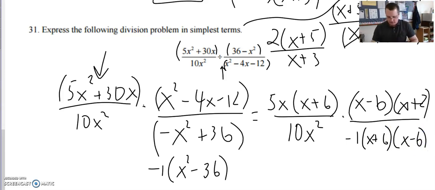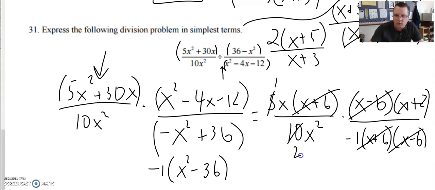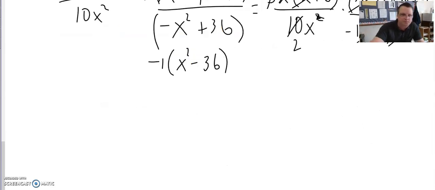And then things are going to cancel. If things don't cancel, chances are you factored something incorrectly. So you want to go back and check it. Try to figure out where you might have went awry. So the x plus 6s are gone. The x minus 6s are gone. 5 goes into itself once and into 10 twice. X into itself once and leaves you with 1 in the denominator.